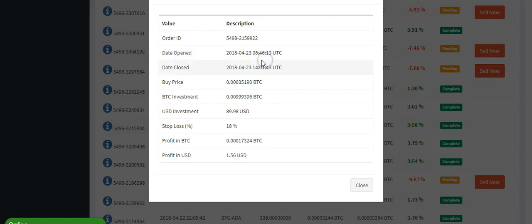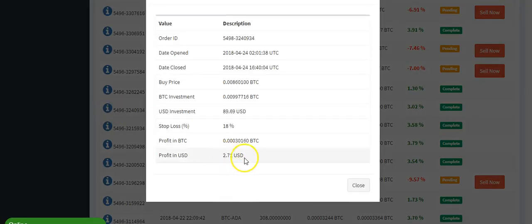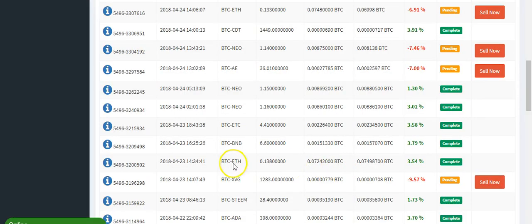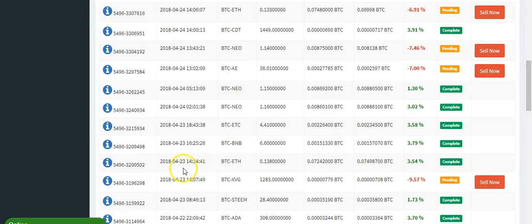So in 6 hours, about, it made $1.56. So what's important to understand about this, if you're brand new, is that that's $1.56, and then here's $2. Here, we're trading Neo, right? We got another 2.71% profit. We got an Ethereum trade. We got 3.18%. So this is all on the 23rd, all on the 24th. Then we have trades that are waiting to close.